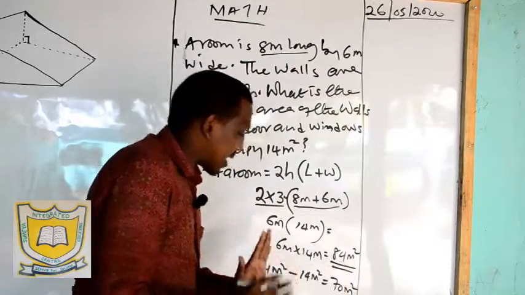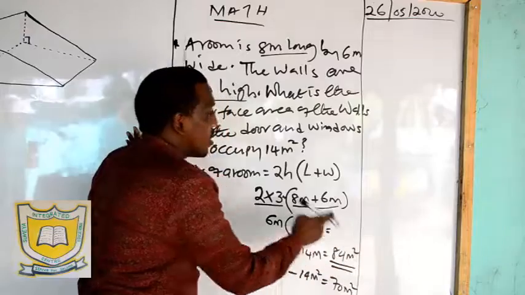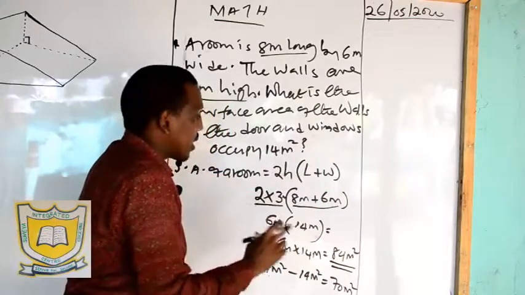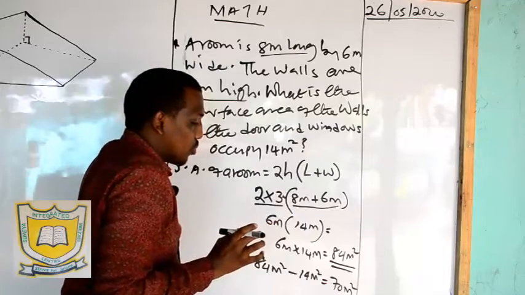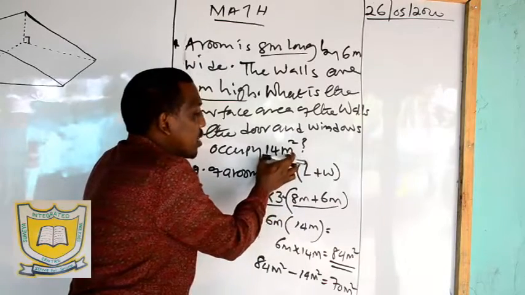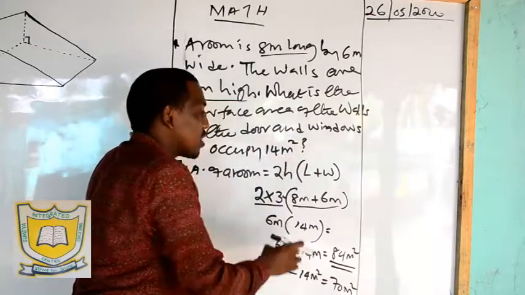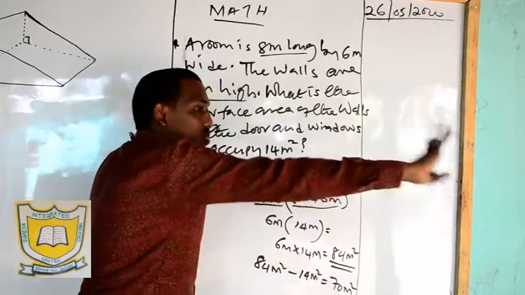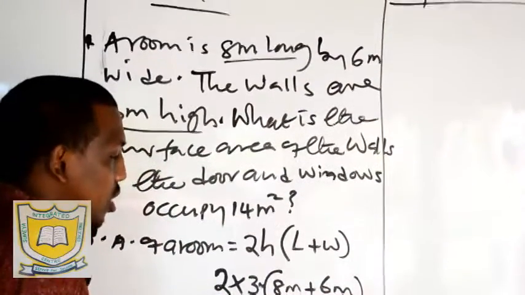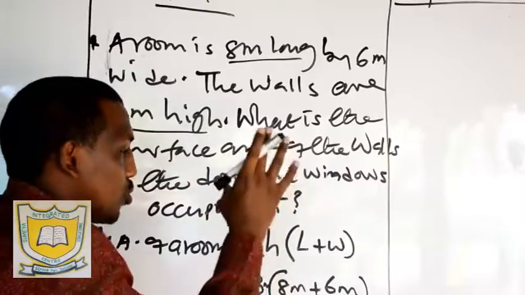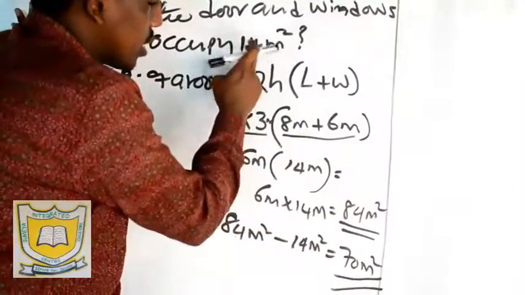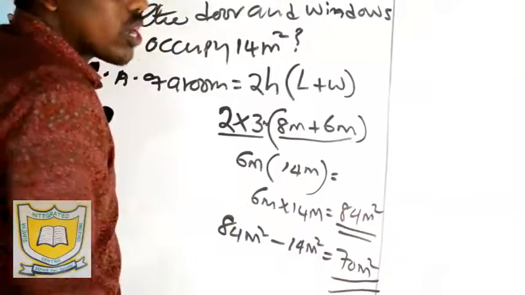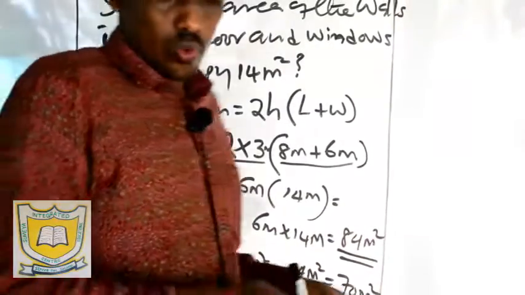If the question had asked for the surface area of a room, this would have been the answer. But they're not asking for the surface area of the room. They said the walls only, and you have been given the area of the windows and the doors. To remain with only the walls, you remove the area of the windows and doors. Sometimes they will give you the area of the windows separately and that of the doors separately. So you subtract the doors and the windows to get the walls. So 84 minus 14, you get 70 meters squared. So that's how we get the area of the walls.